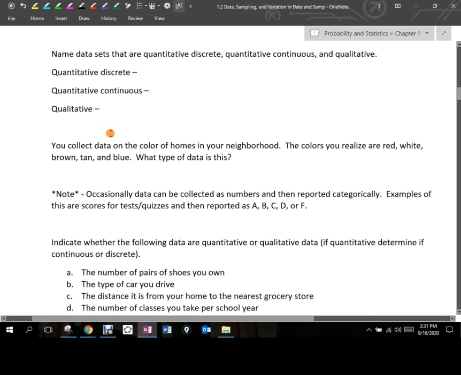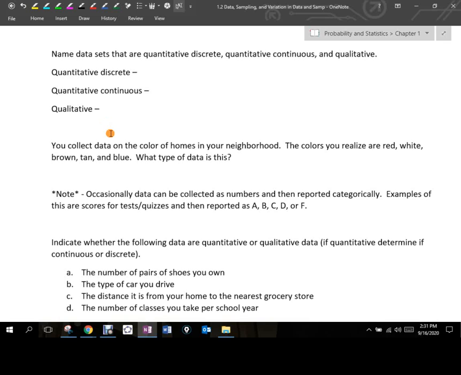What about this? When you collect data on the color of homes in your neighborhood, and you're recognizing that you've got red, white, brown, tan, and blue, what type of data is that? Qualitative, right? Great. But qualitative. There are times, and this is kind of where maybe it gets fuzzy, but there are ways that we can approach this and analyze this.